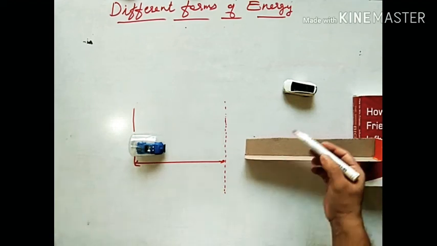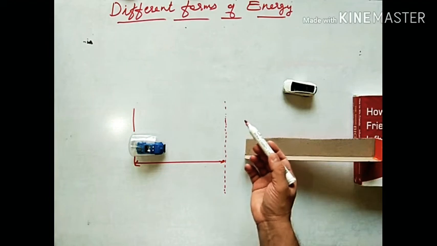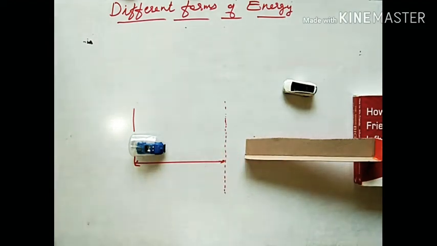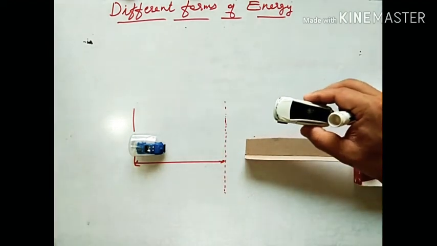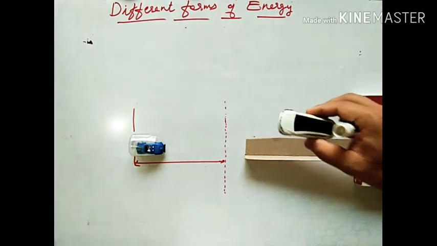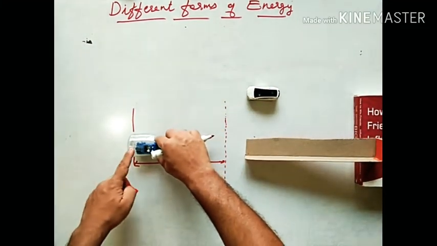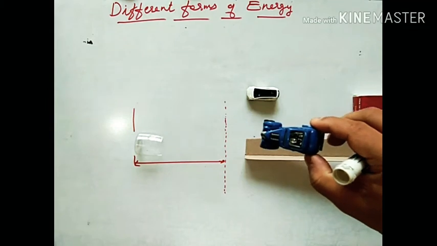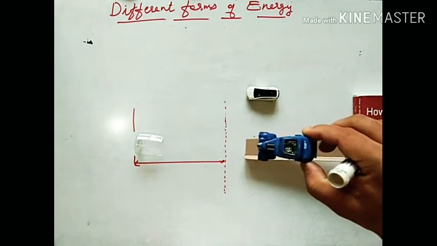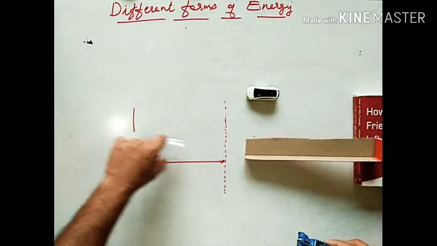In the previous case, we have seen that it was pushed off. It was going out of this board. That means this is a heavy body. It possesses more energy. It can do more amount of work. And this is a lighter body. The mass is less. It can perform less amount of work.